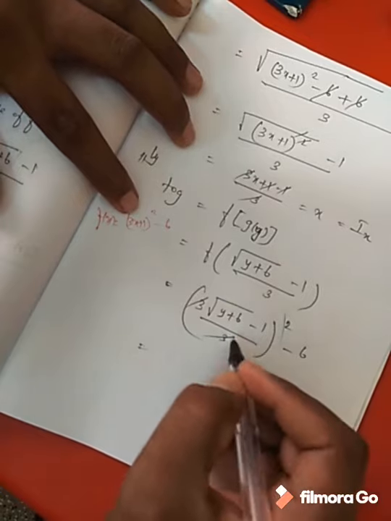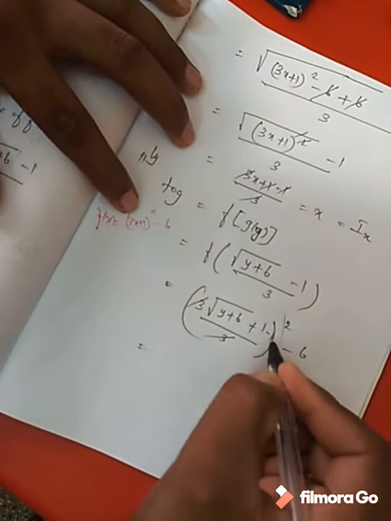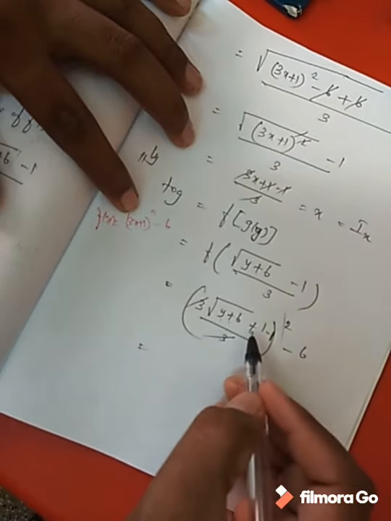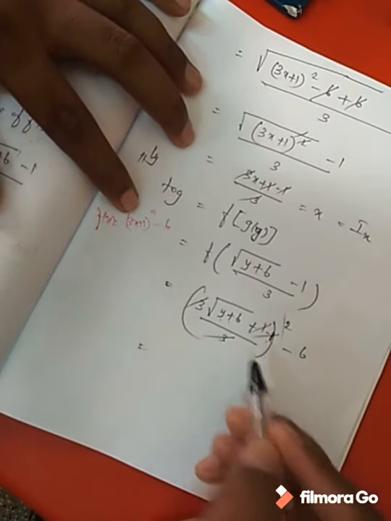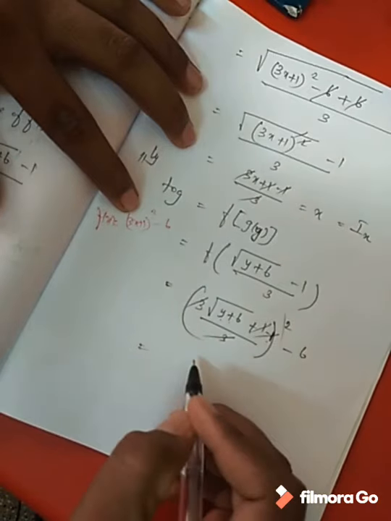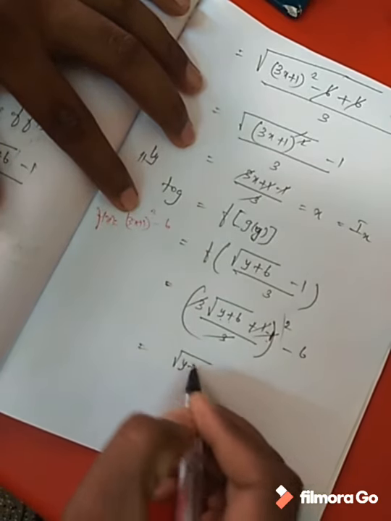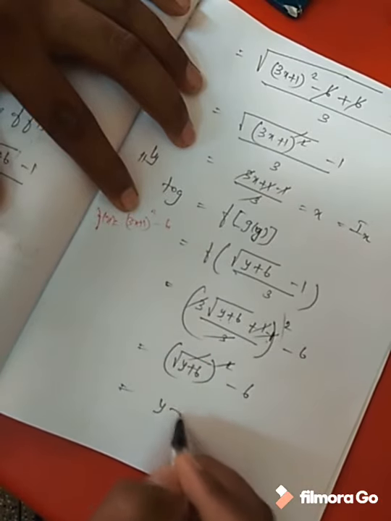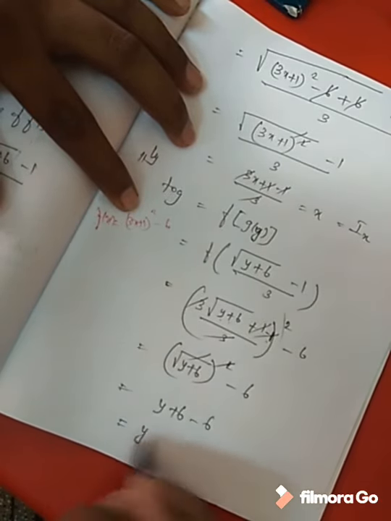I forgot to write this minus 1. So root of y plus 6, minus 1, the whole square, plus 1 minus 1 will get cancelled. So I will get the answer root of y plus 6 the whole square minus 6. So square and root cancel, y plus 6 minus 6, the answer is y.